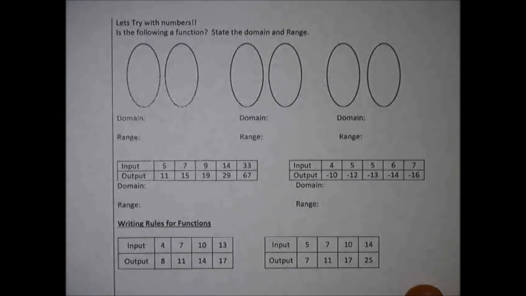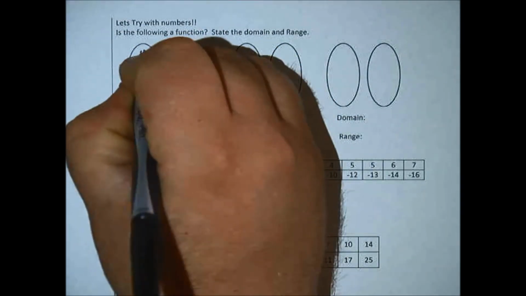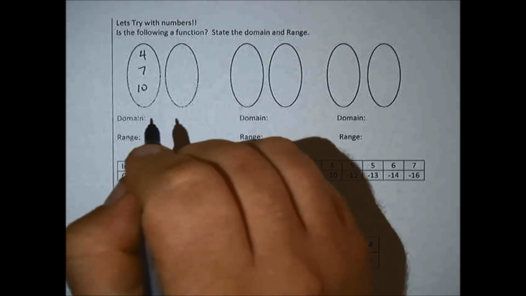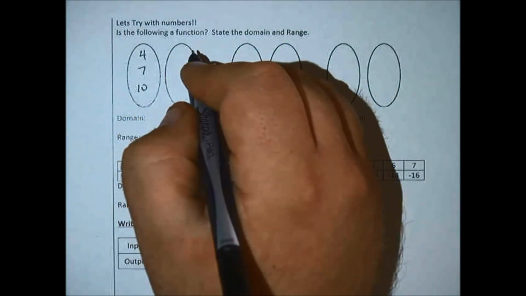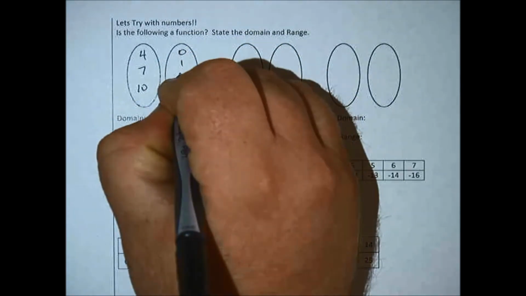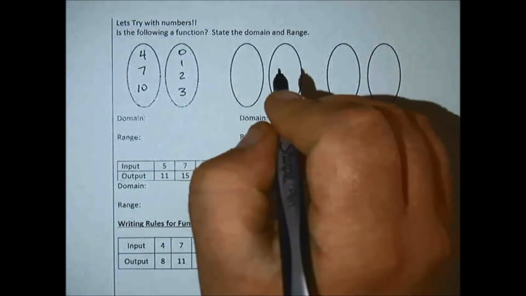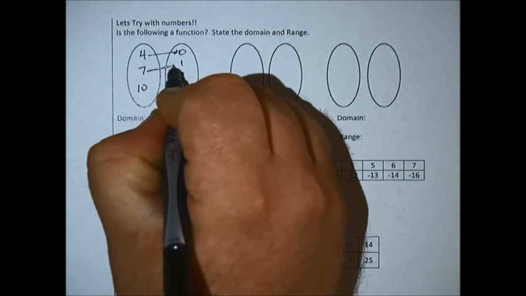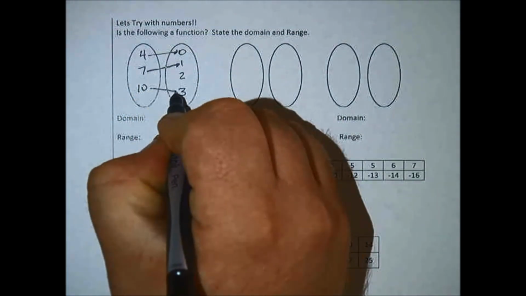Let's look at the input being 4, 7, and 10. What you're going to do is tell whether or not these are a function, and also state the domain and range. Let's use 0, 1, 2, and 3. Let's say 4 goes to 0, 7 goes to 1, and 10 goes to 3.